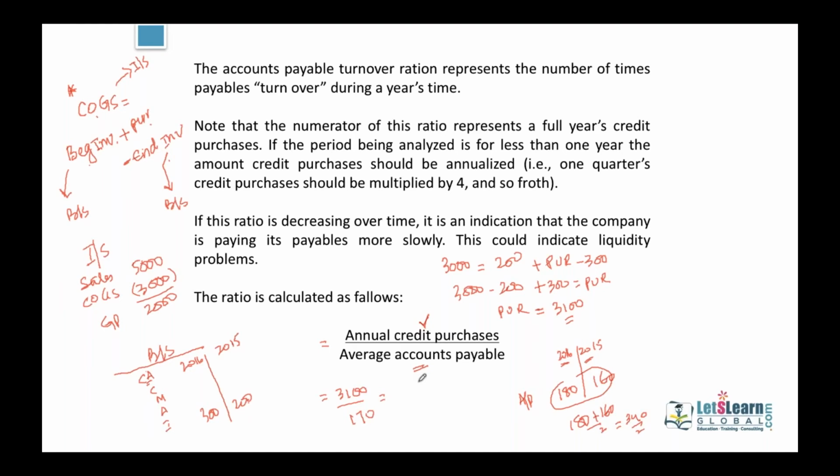So 3100 divided by 170 gives you 18.23 times. So accounts payable turnover ratio gives us 18.23 times.